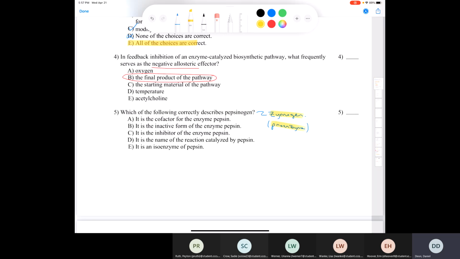Yeah, thanks, Peyton. It's the inactive form of pepsin, right? If you think about chymotrypsinogen or pepsinogen, whenever you see "inogen," that's a zymogen, and it's just the inactive form of an enzyme, and then it has to be activated in some way. So again, whenever you see "inogen," it means inactive form of enzyme. All right.